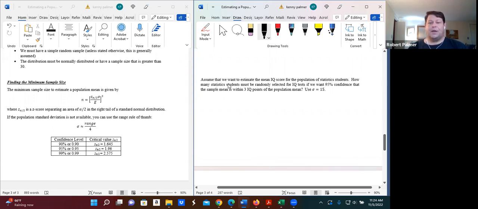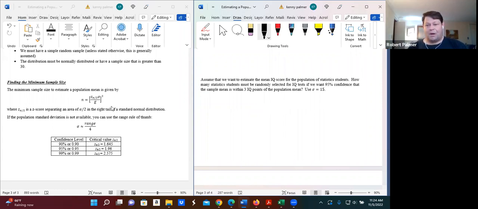So let's look at this last one. Assume we want to estimate the mean IQ score for a population of statistics students. How many statistics students must be randomly selected for IQ tests if we want to have 95% confidence that the sample mean is within 3 IQ points of the population mean? Okay. Now, let's say what we need.